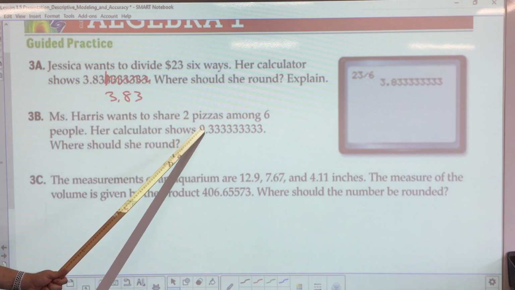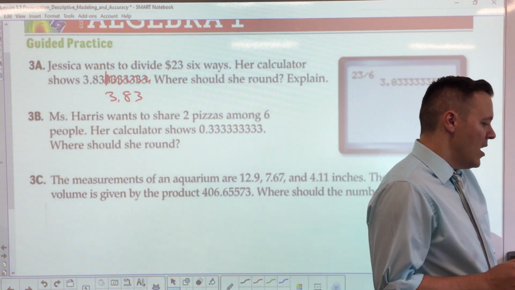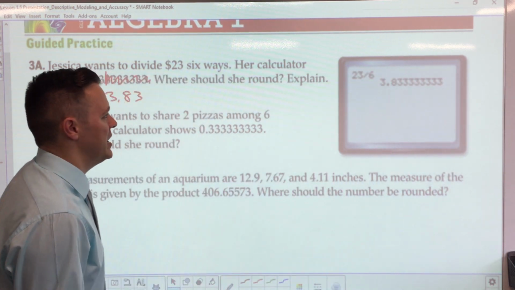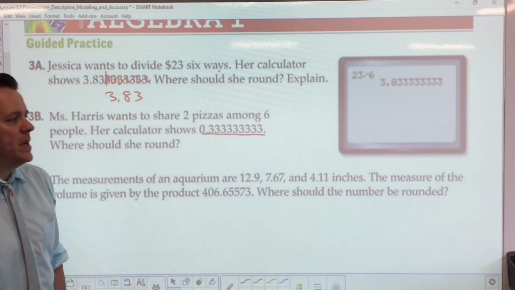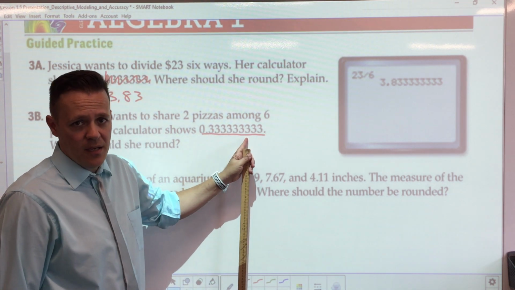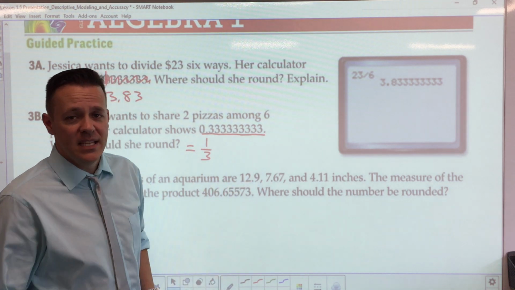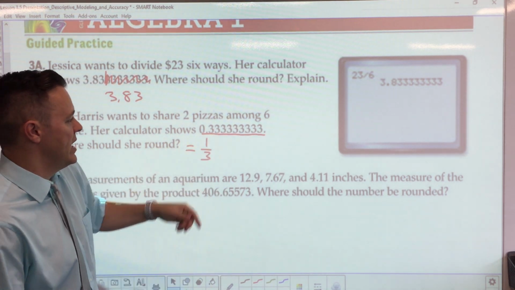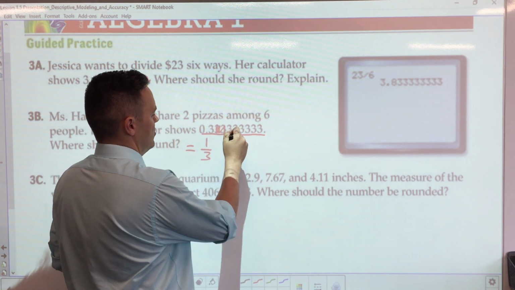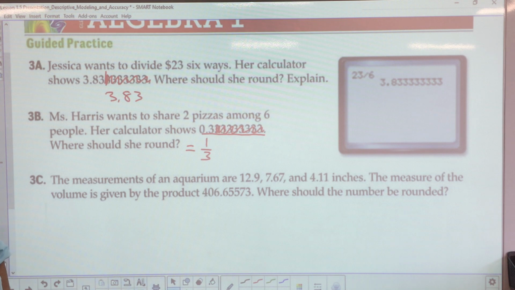Miss Harris wants to share two pizzas among 6 people. Her calculator shows 0.3333. Where should she round? What's ironic about this one is, does anybody know what this is? Repeating 3. This is actually a fraction. That's 1/3. So guess what you can do? You can keep it. You would actually want to go to the tenths. So what would happen is you'd give each pizza person 1/3 of the pizza.